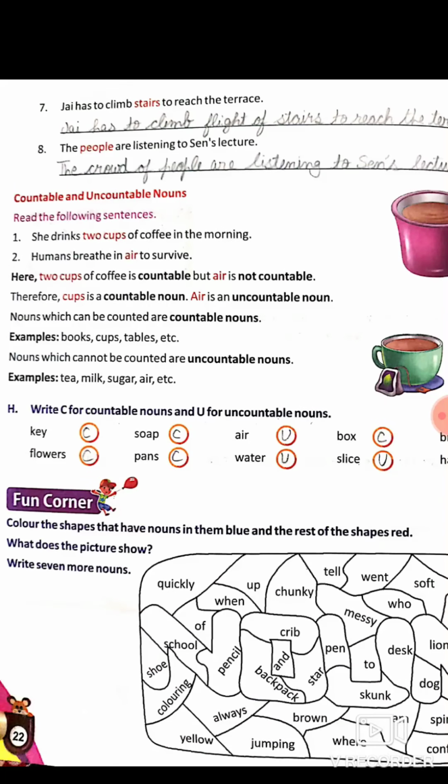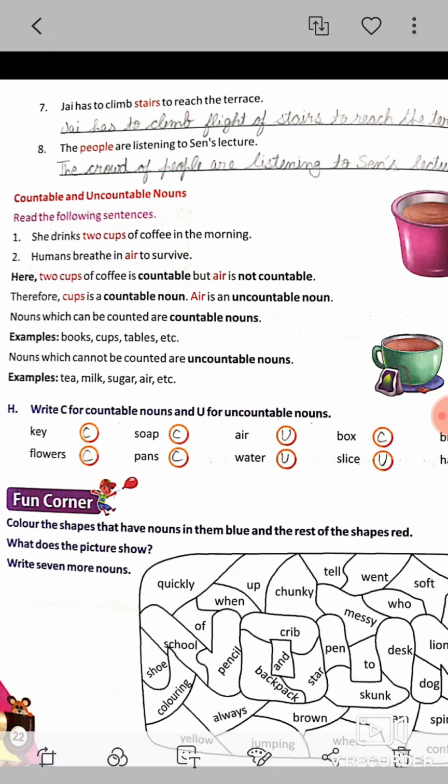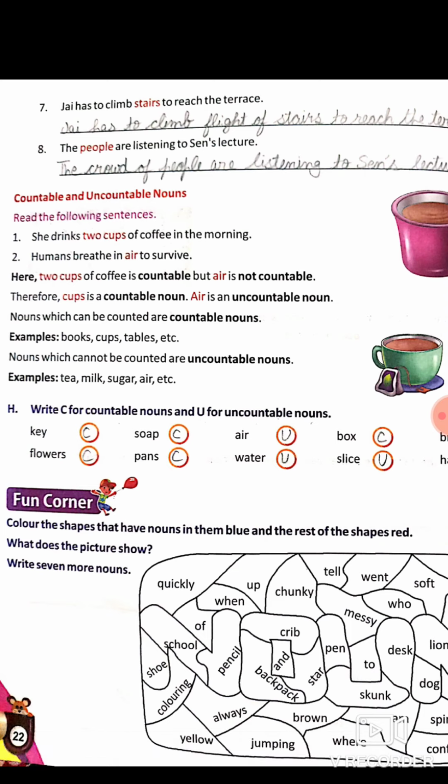Next, countable and uncountable nouns. Countable noun means which you can count. Uncountable means which you cannot count. Read the following sentence. She drank 2 cups of coffee in the morning. So cups are countable. Humans breathe in air to survive. So students, can you count the air? No, you can't count it. So air is uncountable. Here 2 cups of coffee is countable, but air is not countable. Therefore, cup is a countable noun. Air is an uncountable noun.